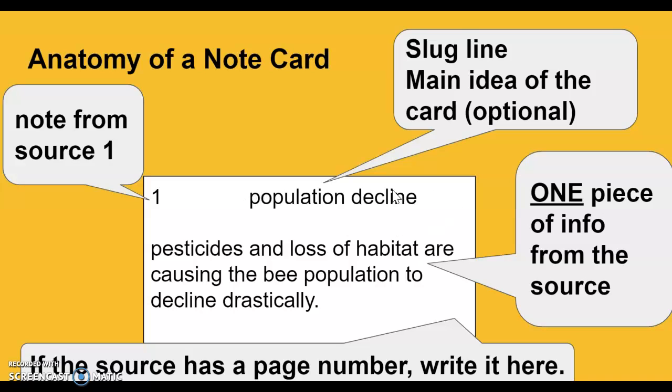If you can come up with a main idea for the card, you can put that at the top. That's called a slug line. This piece is optional. Sometimes it's easy to know what to put up there, sometimes it's not. Most of your sources will probably be online, so they won't have page numbers, but if they do have a page number, write it on your card so that when you do in-text citations later, you can include that information because it's necessary.